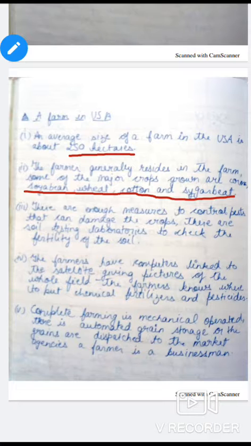Farmers have computers linked to satellites giving pictures of the whole field. The farmers know where to put chemical fertilizers and pesticides. Complete farming is mechanically operated and there is automated grain storage. So here there is automated grain storage, whereas we have read there is lack of grain storage in India. Here it is automated, and the grain is dispatched to the market agency, and the farmer is like a businessman there.